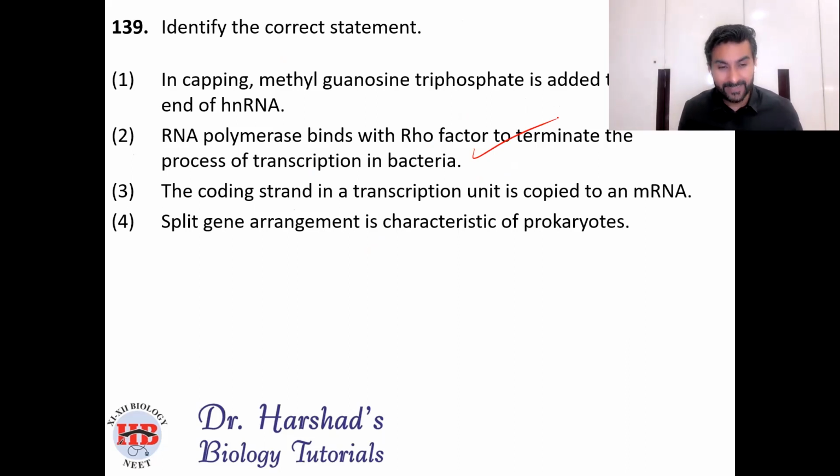The coding strand in a transcription unit is copied to mRNA. Wrong. The template strand is copied to mRNA. Split gene arrangement is a characteristic of prokaryotes. Wrong. It's rather a eukaryotic feature. So the answer would be statement number 2.